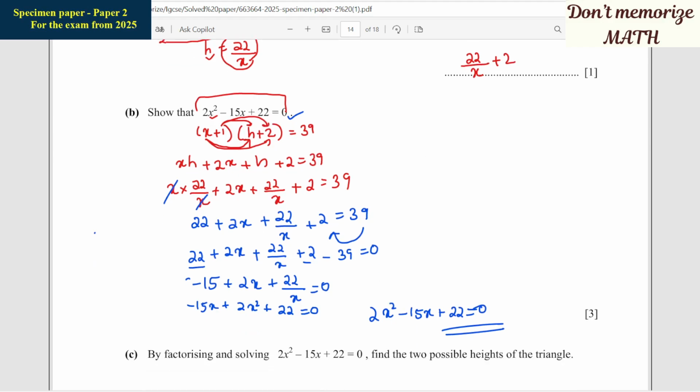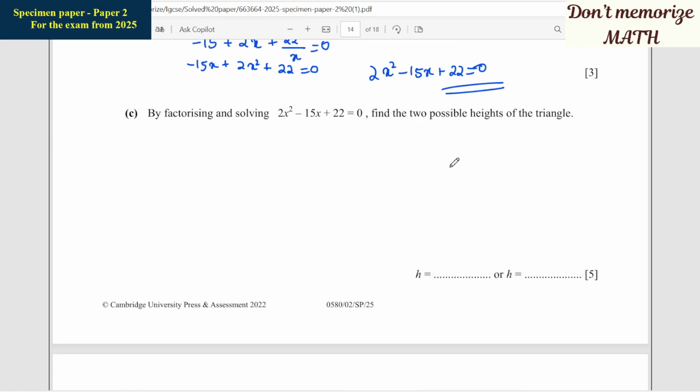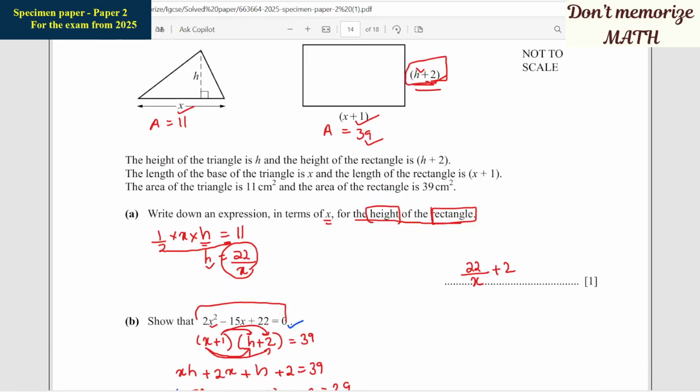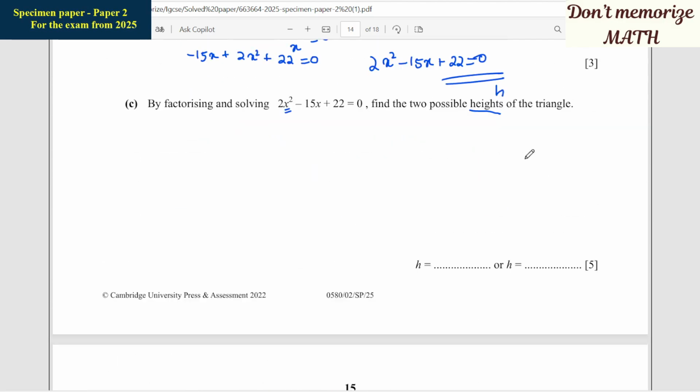We'll move to C part. By factorizing and solving 2x square minus 15x plus 22 equal to 0, find the two possible values of height. After getting the x value from here, you need to find the height of the triangle. We already have the height of the triangle: height of the triangle is 22 over x. So first we'll find the x values, then you can substitute here and find out.